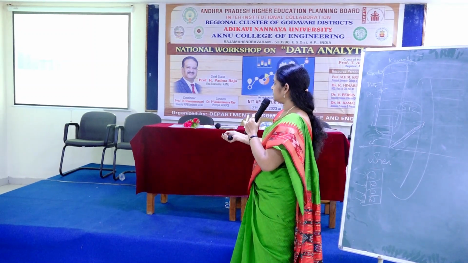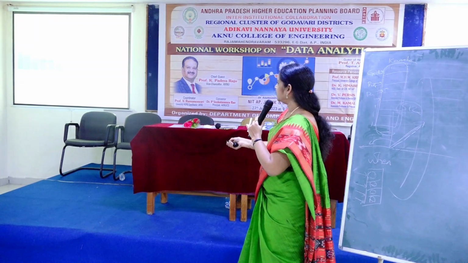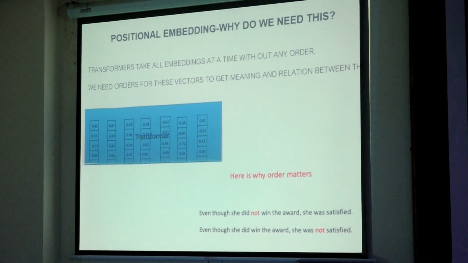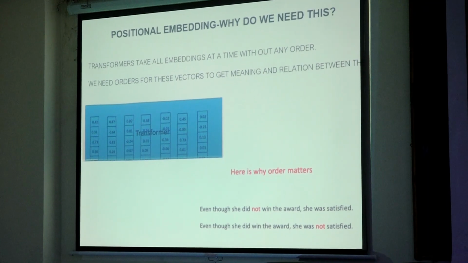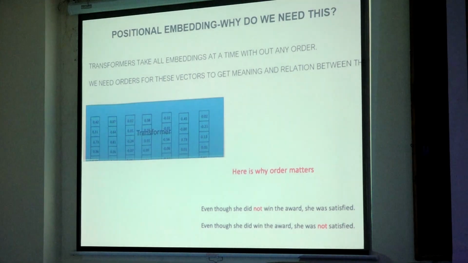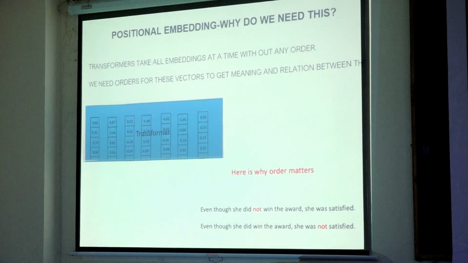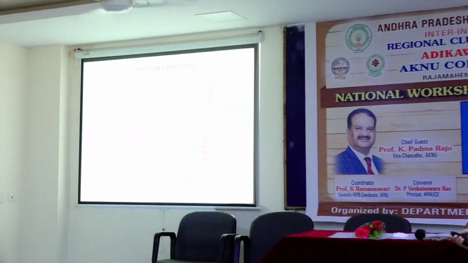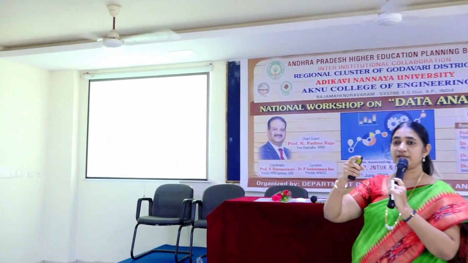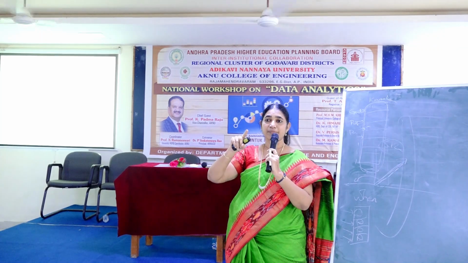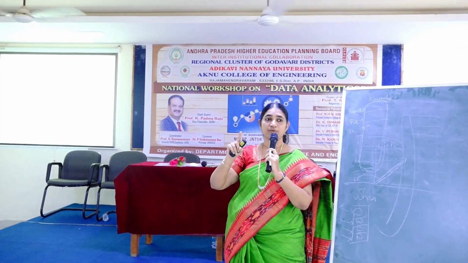Similar to the example here, even though she did not hear, the word "not" plays a different meaning in the first and the second sentences. So we need to calculate the vectors for that word, and the meaning and the relation between them. So to those word embeddings, the input embeddings, we have to add the position embeddings. E plus P, both we have to add.